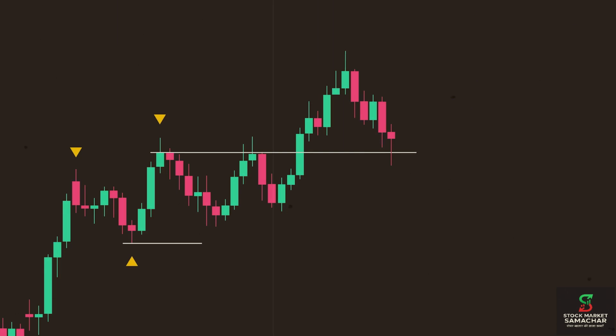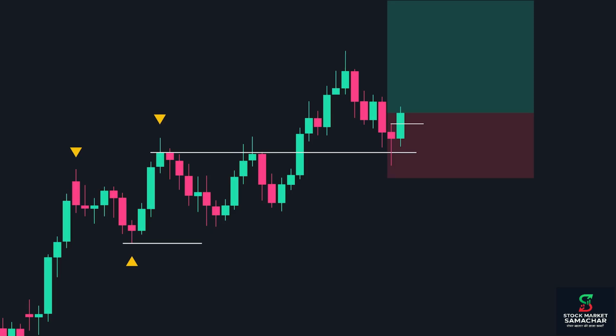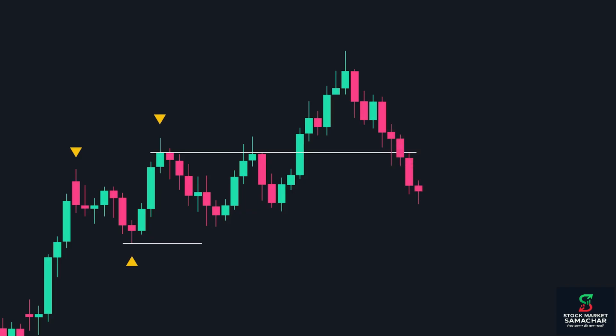We can enter the trade when a candle closes above the previous candle's high. That's our confirmation that the level is being respected. But if we don't see confirmation, and the price keeps dropping, we simply skip the trade. You can also zoom into a lower time frame to find a better entry.